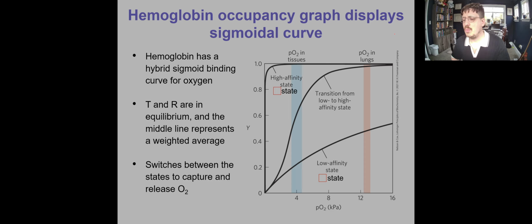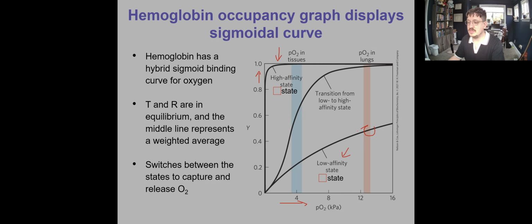So what does this look like when we plot it? Well, because we have two different Kd values, it means that it's going to have two different types of curve. If it was purely in the T state or purely in the R state, and it didn't switch between them, it's going to have two distinct hyperbolic curves. We've got this curve here in the high affinity state, where it takes very little oxygen to fill it up, and we've got this type of curve here in the low affinity state, where it takes a lot more oxygen in order to get it to fill up.